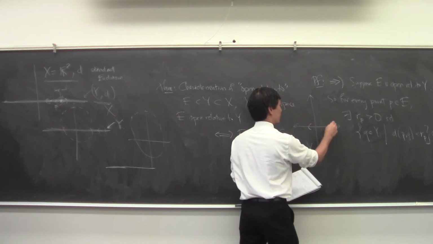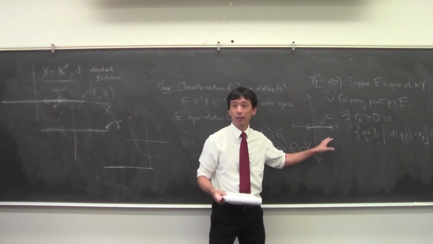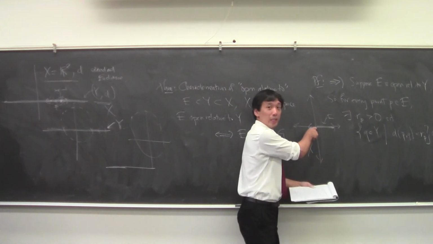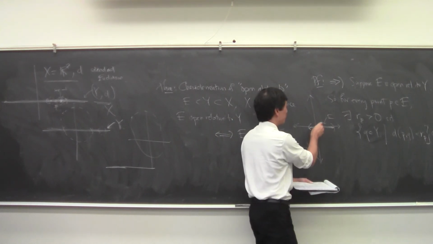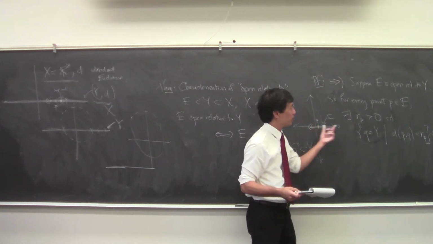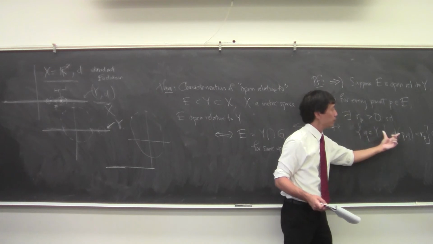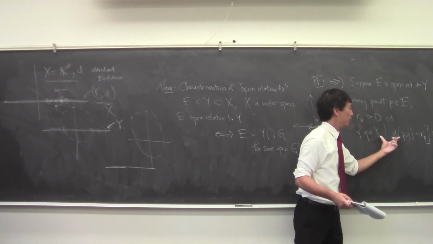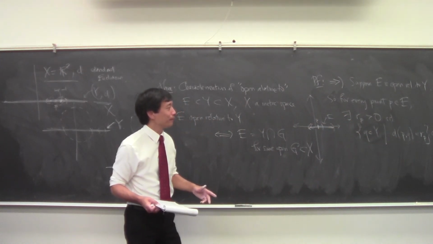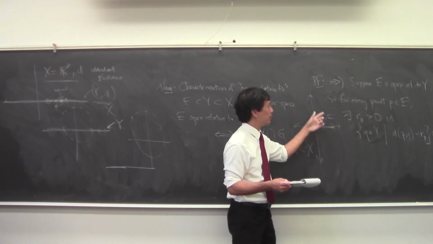So here's the picture. Think of this as your E. E is open with respect to Y. That means that every point is interior, so if I take a point here, then there's some neighborhood of it that's contained in E. That's all I'm saying. If I take a point in E, there's some radius so that the neighborhood around it is contained in E. Now we want to make a G such that E is the intersection of G with Y.